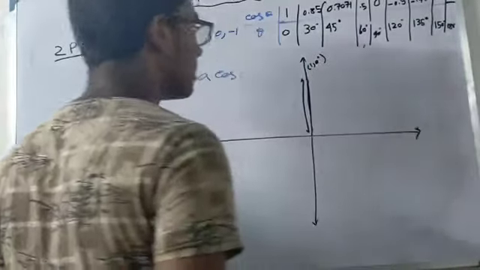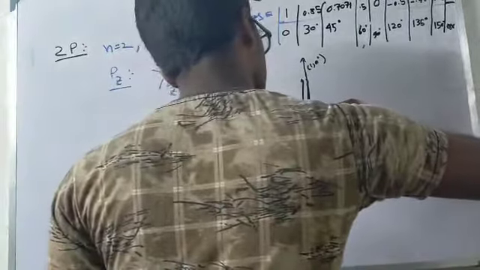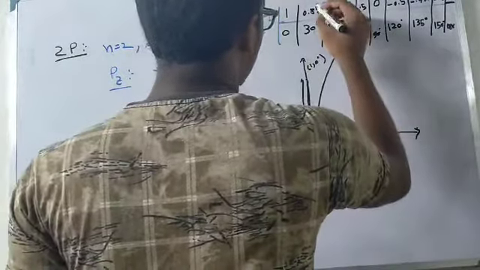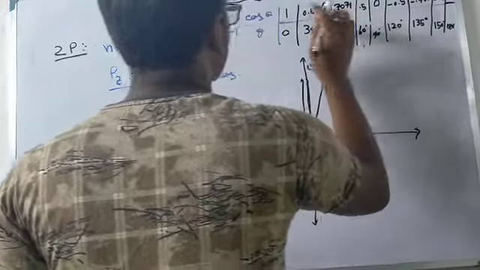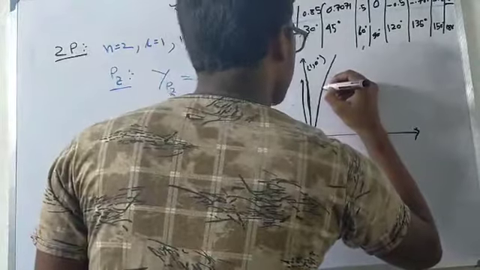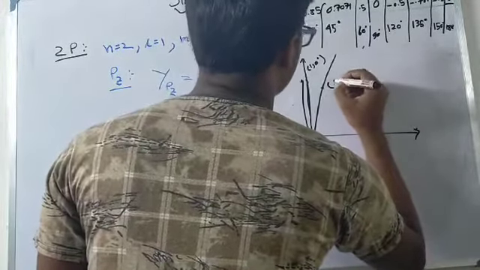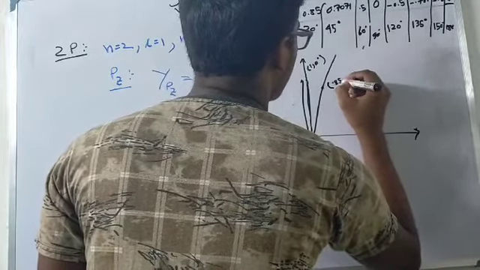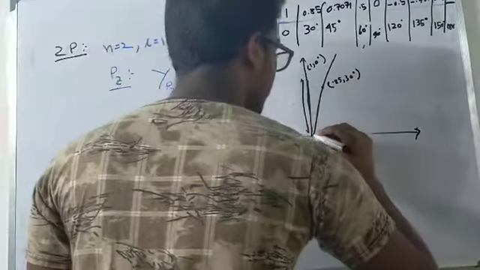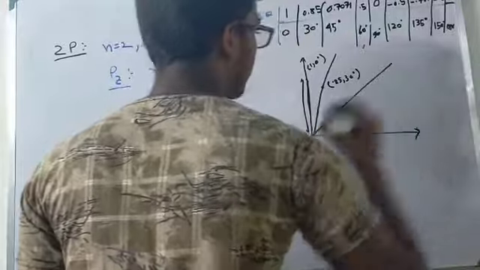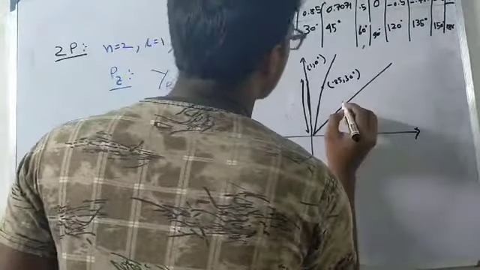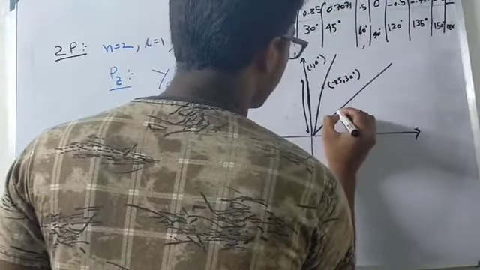0 degree. Now if I take 30 degree, at first I will make an angle 30 degree, then at the 30 degree my distance is, the value of cos theta is 0.85, so this point is 0.85 comma 30 degree. Then for the 45 degree angle, this is 0.7, so less than that.